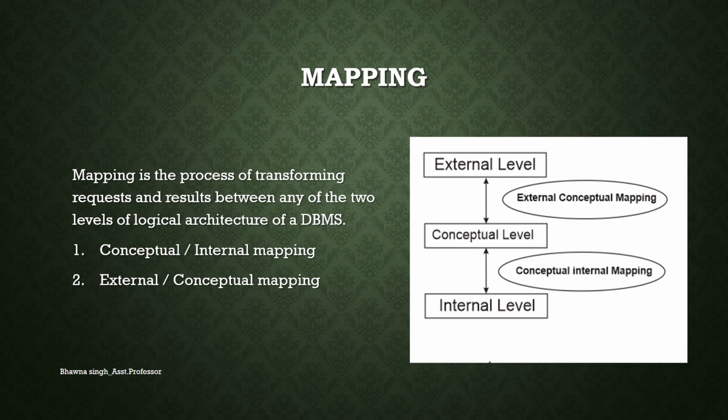Now the next is mapping. What is a mapping? Mapping is the process of transforming requests and results between any two levels of the logical architecture of a DBMS. That means whenever a user requests data extraction from the database, it passes a query with the help of the application to the DBMS, and then the DBMS extracts the information from the database and passes it back to the user with the help of the database applications.